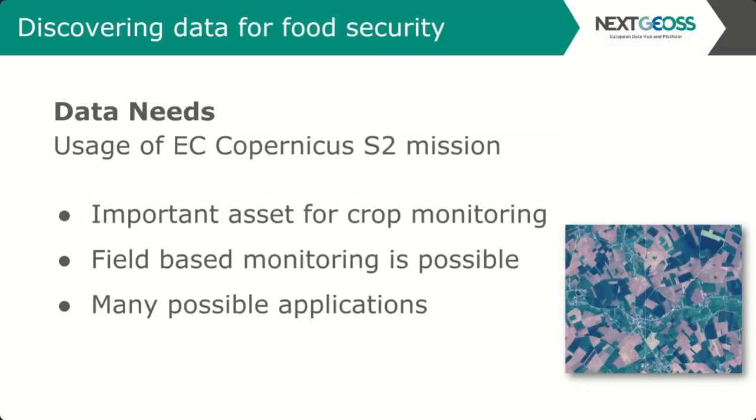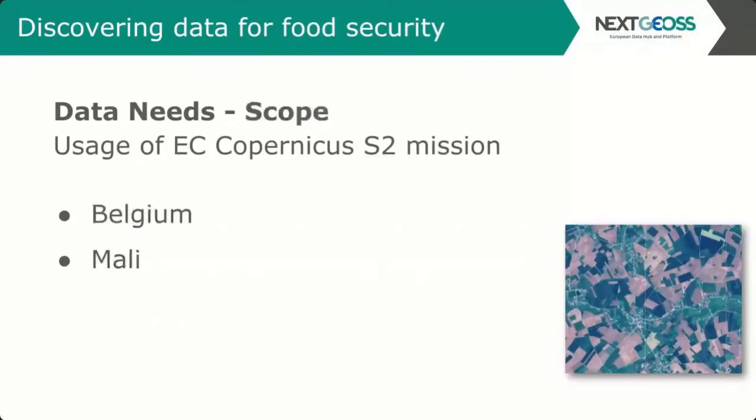So, okay, we have defined that we wanted to use the Sentinel-2 Copernicus mission. And then, of course, we need to define the scope, or the area of interest, to which we want to apply our process. In our case, we wanted to do this for Belgium, but prove also that it's scalable, that we can apply this in another country as well. So we opted to go for Mali as well. That means that in order to complete our vegetation indices, we need Sentinel-2 images of Belgium and of Mali as well. So two completely different countries on different continents.